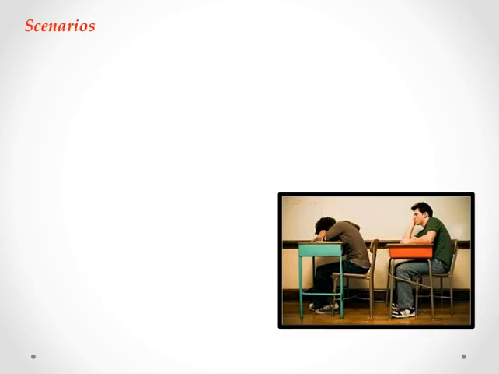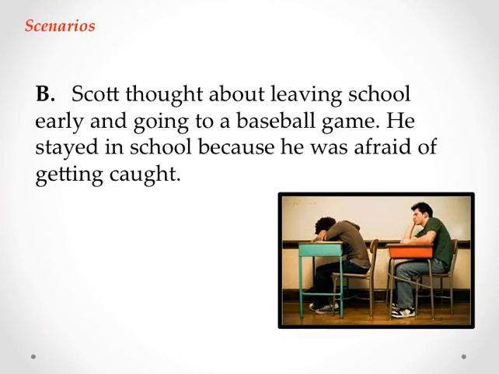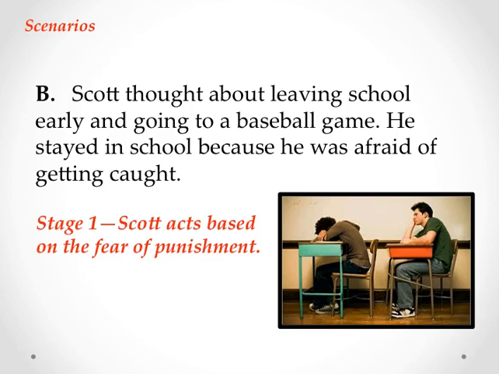The next scenario. Scott thought about leaving school early and going to a baseball game. He stayed in school because he was afraid of getting caught. So this one is stage 1. Scott acts based on fear of punishment. He does not want to get caught, and he doesn't want to get in trouble.